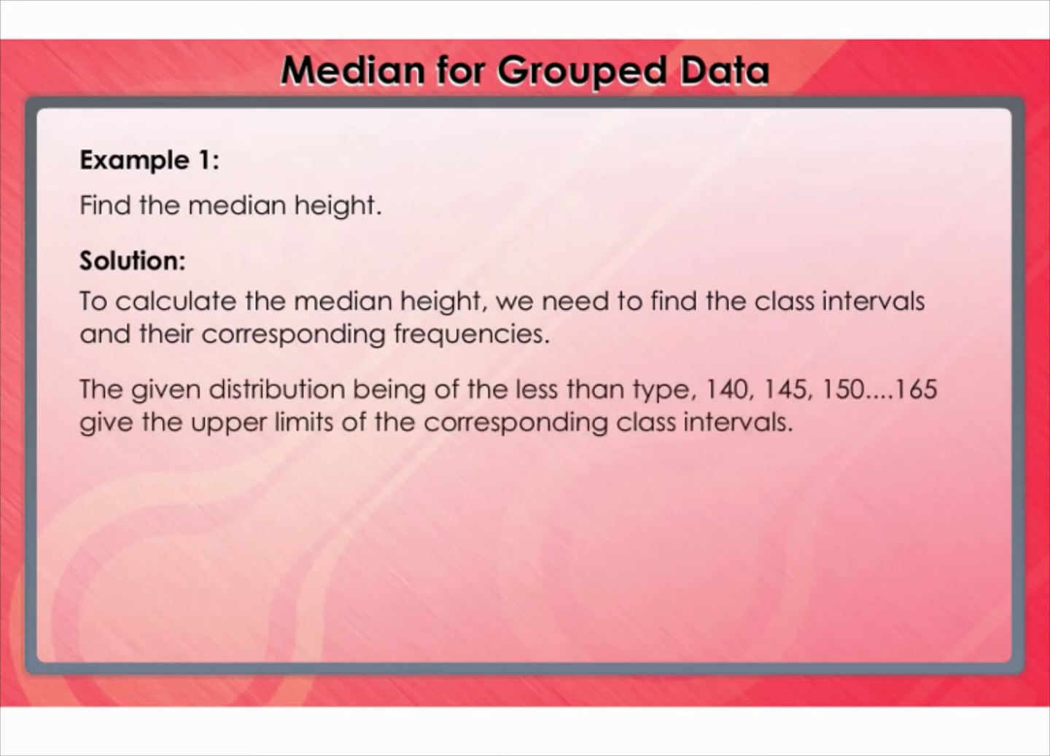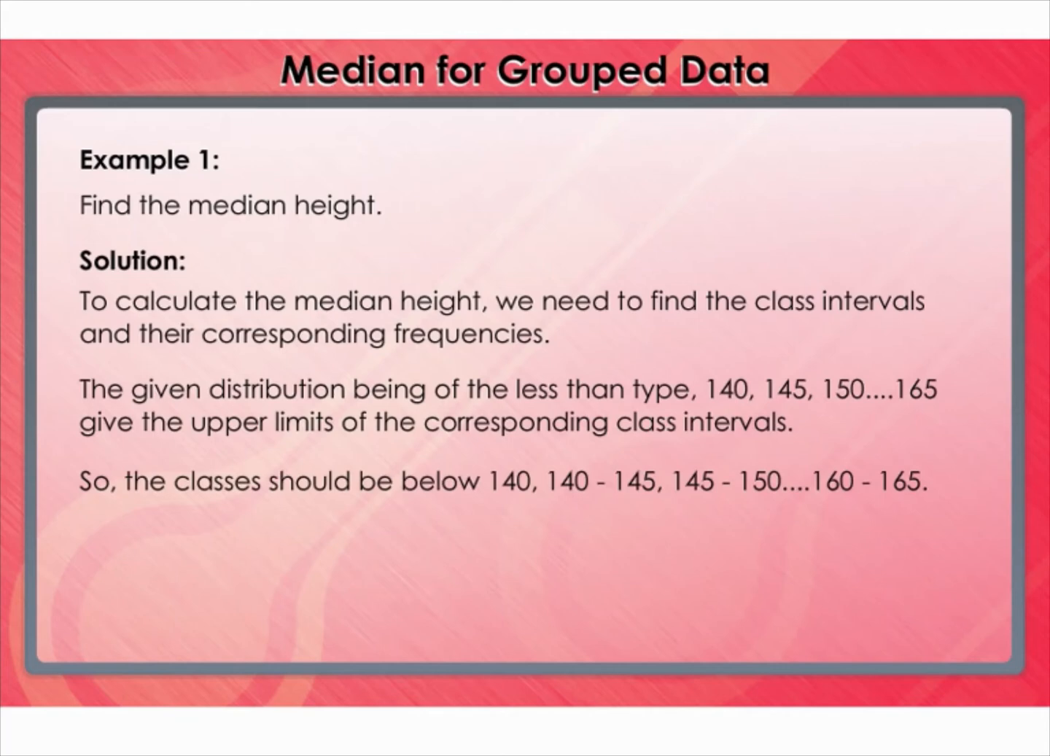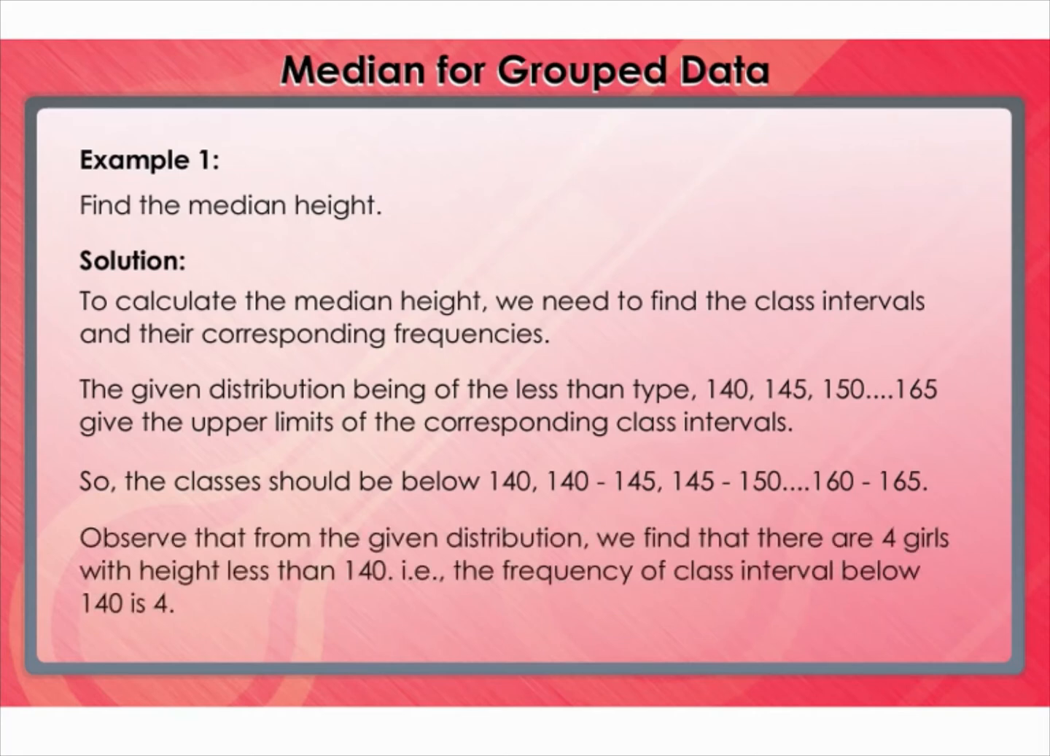The given distribution being of the less than type, 140, 145, 150, and so on up to 165 give the upper limits of the corresponding class intervals. So, the classes should be below 140, 140 to 145, 145 to 150, and so on up to 160 to 165. Observe that from the given distribution, we find there are 4 girls with height less than 140. That is, the frequency of class interval below 140 is 4.